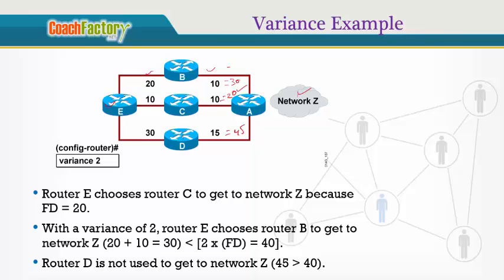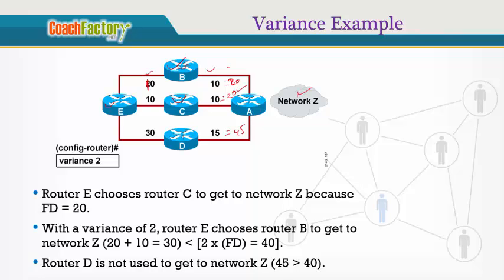But if we want EIGRP to do load balance using this connection also, even though both of them do not have what? The same metric. Let's say it has 10 and 10, and this is also 10 and 10, which is 20. What happens? Automatically EIGRP is going to use what? Both paths, because both of them have what? The same FD value, which is known as the best path.